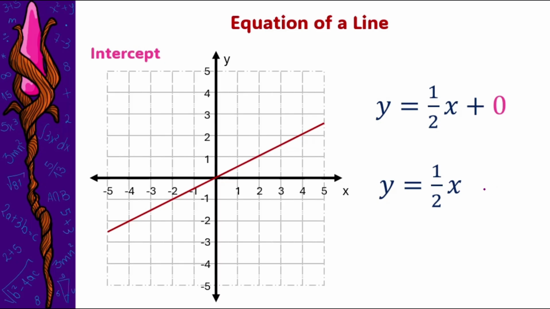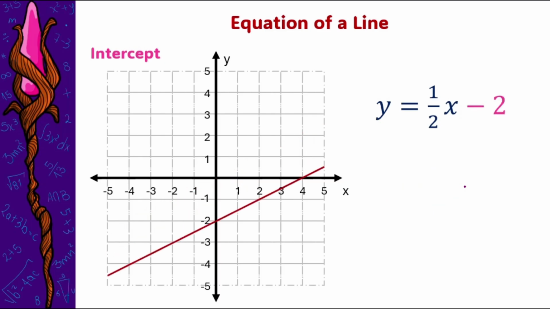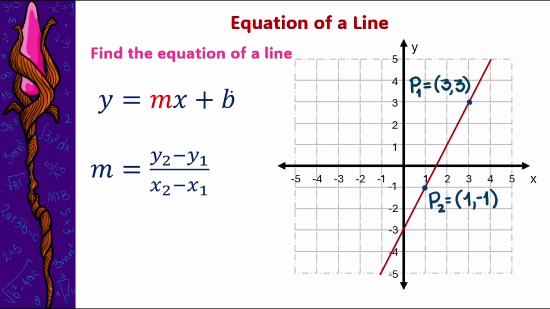So there's no need to write it, right? We could just write it as y equals 1/2 x, for example. We could also make it negative, minus 1, minus 2. So notice that the slope is about how steep the line is, and the intercept is where it crosses the y-axis. So let's see how to actually find it when we have a line drawn in a plane. How could we find the equation?